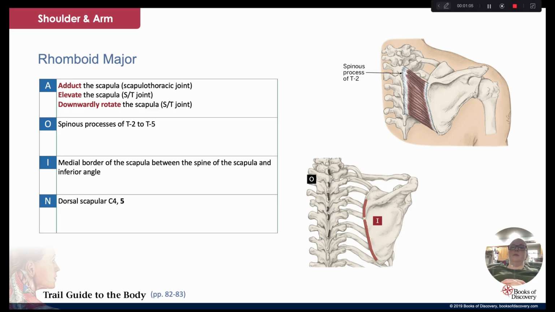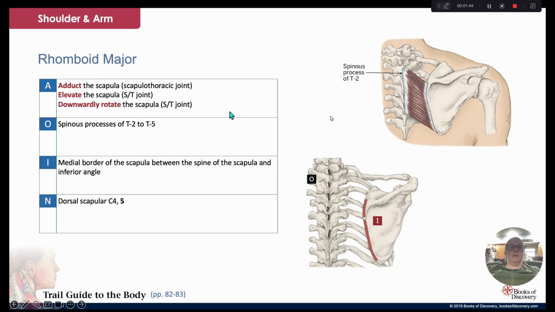So it originates on your spinous processes, the little dinosaur spikes of your spine, on T2 through T5. So that's like the middle of the back, between the shoulder blades. That is what houses your rhomboid major and minor. In this picture, you'll see all the spinous processes that have the fascia or the tendon of the rhomboid major, and then it runs slightly diagonal to the lower section of the scapula.